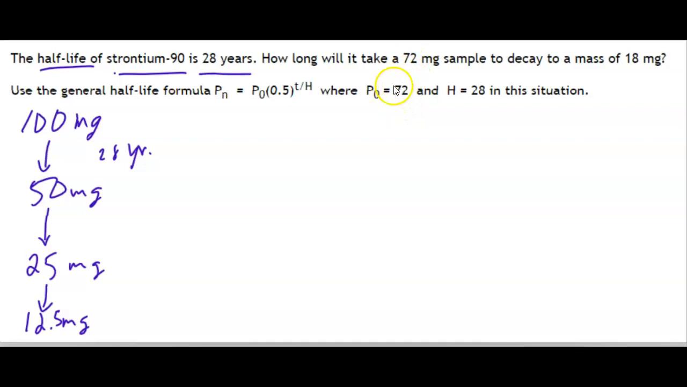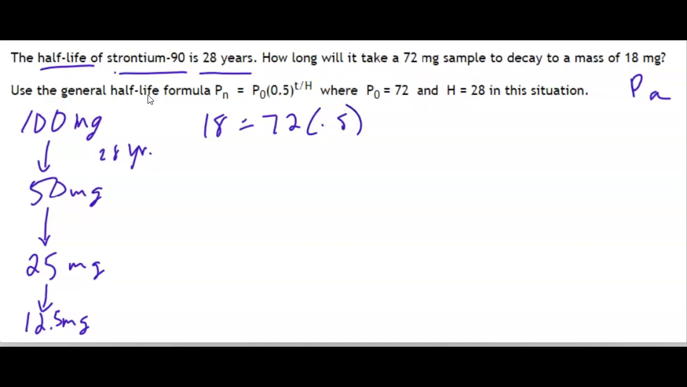So it says we're starting out with 72. That means we'll put 72 in for P sub 0. The half-life length is 28, so that goes in this position in the formula. And now it decays to a mass of 18. That is P sub n. So this value tells us what we have remaining. So that's going to be 18 is equal to 72 times 0.5 to the T over H. And H, of course, is 28 years for half-life. So that means every 28 years, so if T is 28, then 28 over 28 is 1, and that means you'll multiply 72 by 0.5 to the first power, and that would be half of 72, or 36.